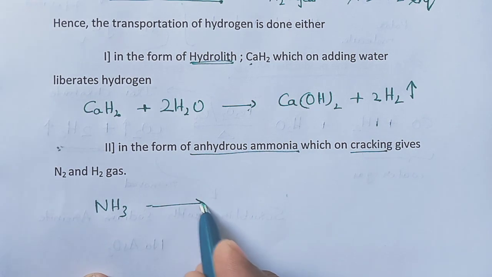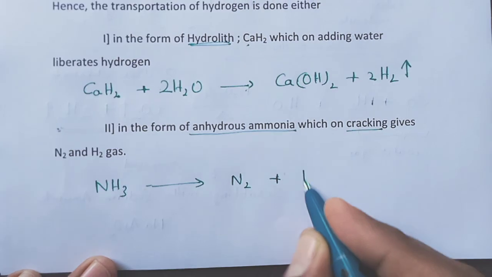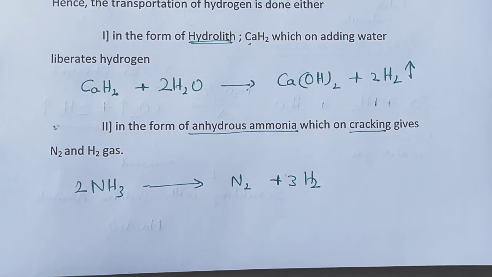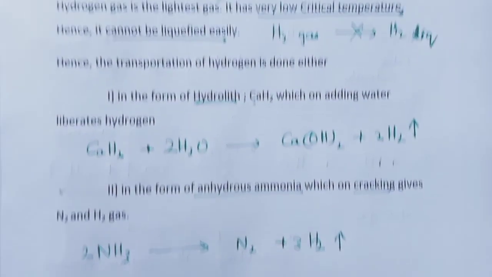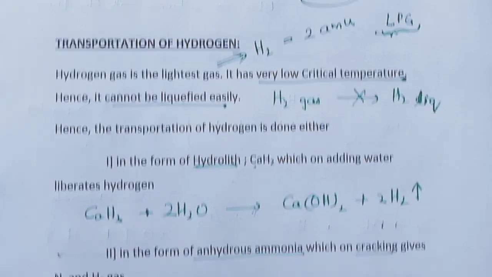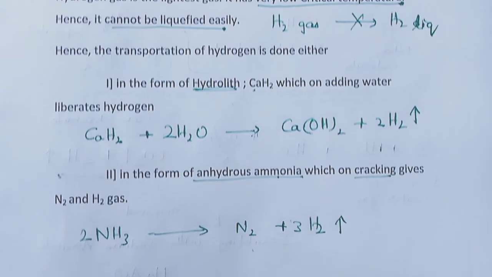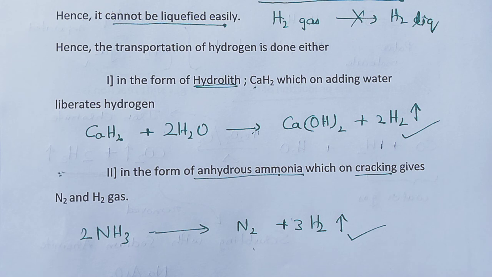What is meant by cracking? Heating at high temperatures. Then it will produce N2 plus H2. For balancing, put 2 and 3 here. So anyway, hydrogen gas is also produced. Therefore, the transportation of hydrogen is done either in the form of hydrolith or in the form of anhydrous ammonia. In both cases, we can get hydrogen gas separately by separate reactions.